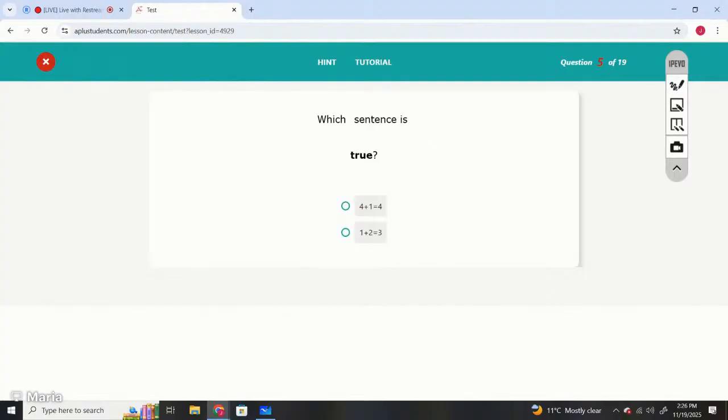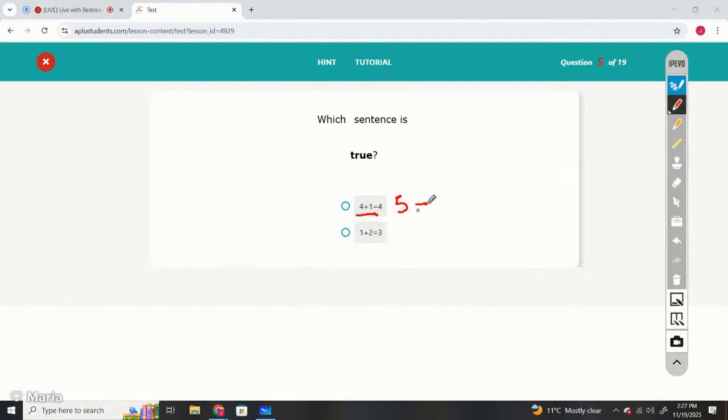Which sentence is true? 4 plus 1 equals 4 and 1 plus 2 equals 3. So which is the correct option? Let's just add the left hand side, right? 4 plus 1 is 5. 5 is not equal to 4. So option number 2 is the correct option.